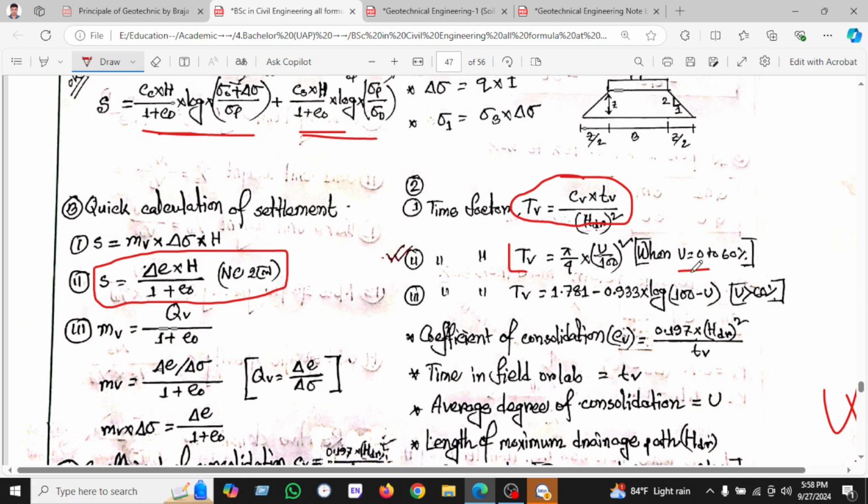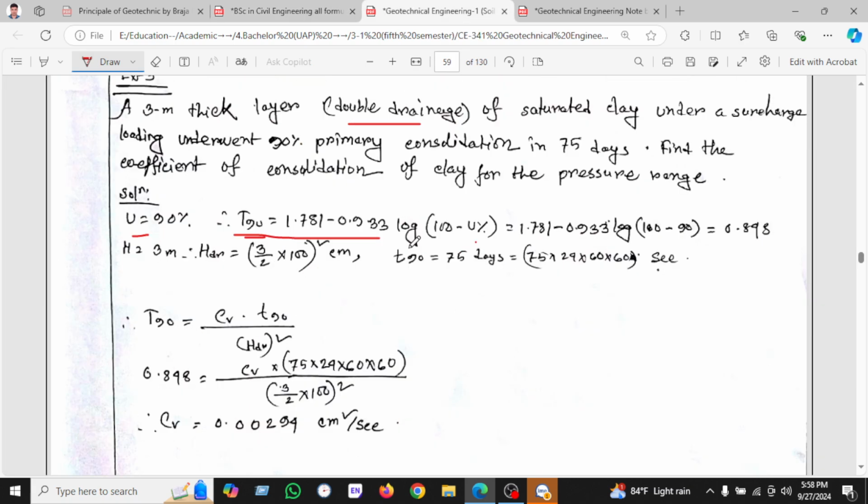When U is from 0 to 60%, we will use this formula. When U is greater than 60%, like 60, 70, 80, then we will use 1.781 minus 0.933 log 100 minus U. So this formula we used and found T, which is 0.848, and H equal to 3 meter, so H drainage will be 3 by 2 into 100 squared, because we are taking centimeters. That's why we multiply by 100, and t90 is 75 days, taken in seconds.